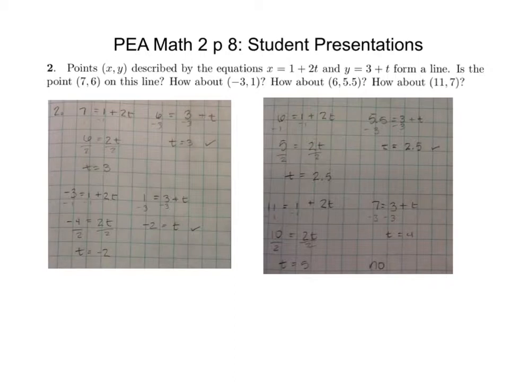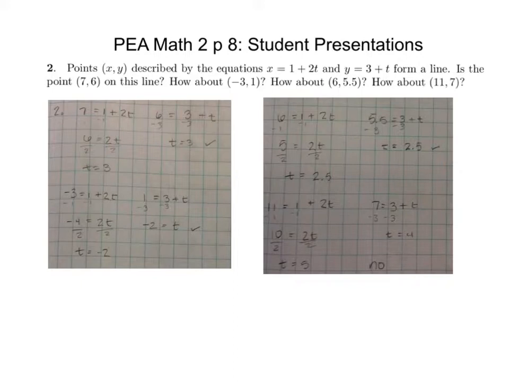Show what you did on that first one there. He put 7 in for x, and then you have 7 is equal to 1 plus 2t, and you have to solve for t, so you subtract 1 from both sides, and eventually you get t is equal to 3. Then for the other one you do 6, because that's the y value, is equal to 3 plus t, and you get t equals 3. Since they're both equal to 3, it's on the line. And you keep doing that for each of them, and they're equal, so they're on the line.